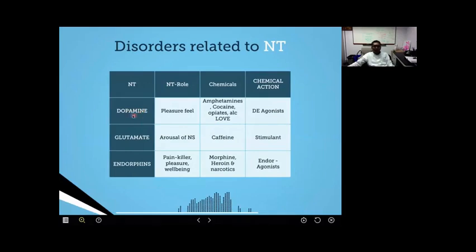For example, dopamine, we have seen increased or decreased amounts of dopamine in the system lead to several disorders. But dopamine itself, naturally, its role here is several things, including giving a feeling of pleasure to an individual, and then a chemical equivalent, where these chemicals act as dopamine agonists, include such chemicals as amphetamine, cocaine, opiates, alcohol. And all these things mimic the action of dopamine, thereby acting as agonists and giving you pleasure feelings. No wonder why people get hooked onto these things.